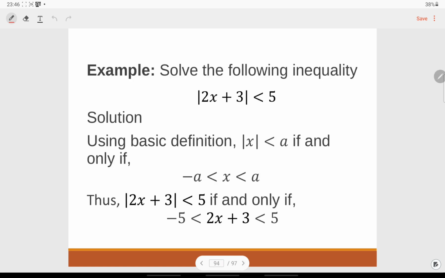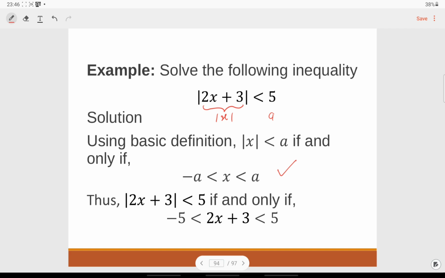Okay, we start with the first one. Solve the following inequality. We use the basic definition method. Just like in the previous slide, we consider this one as x and this one as a. So the absolute value of x less than a if and only if we have the following situation: x is greater than negative a and x is less than a.